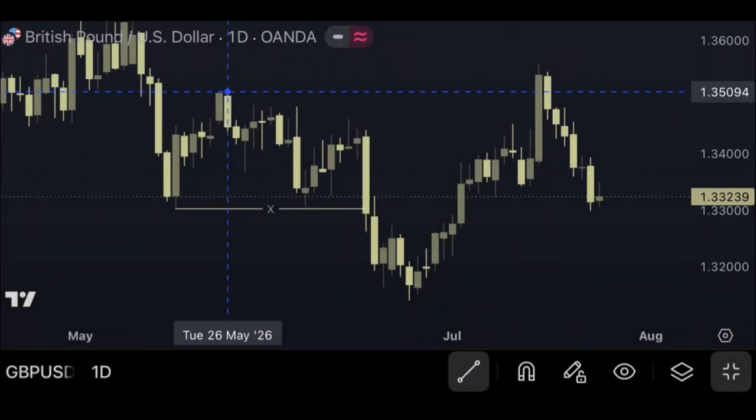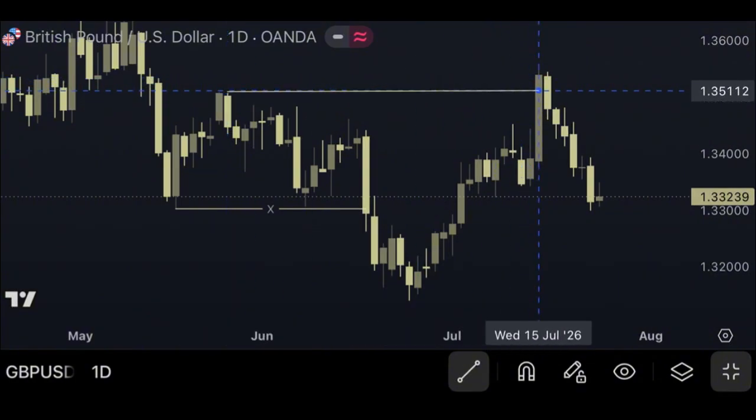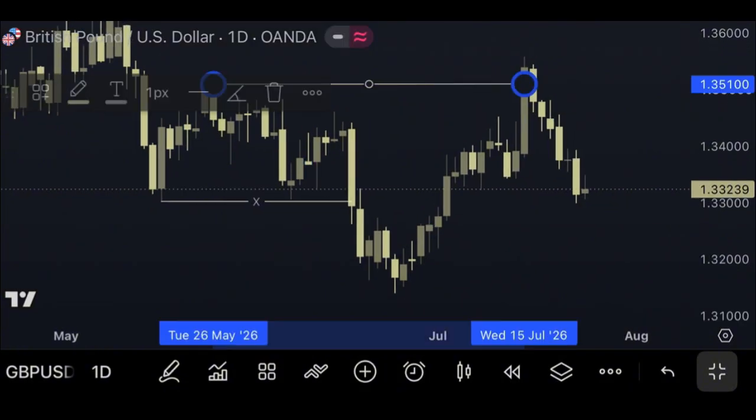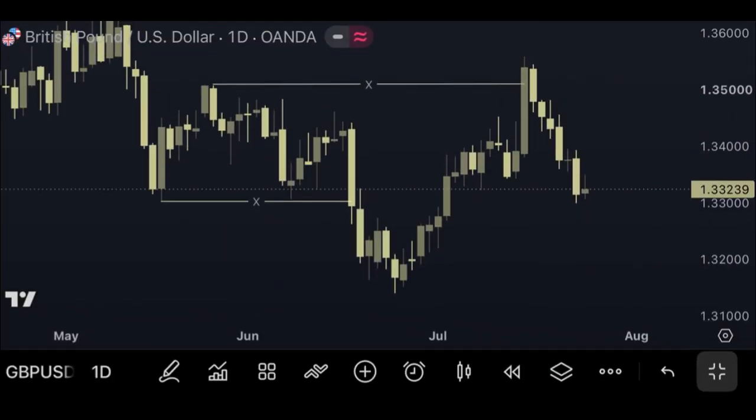Price actually invalidated the whole of this high with a body candle close. That is the reason why we are calling it a break of structure. If it is a wick and the candle did not close, it is not a break of structure. But now price actually breaks structure and closes with a body candle close, so it is a break of structure.